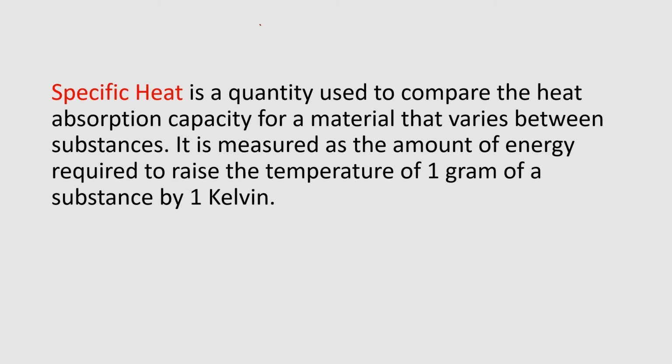A chemistry term that we often use is specific heat, which is a quantity that we use to compare the heat absorption capacity for a material that varies between substances. So this is a known quantity that we can look up in a table, we can really find out experimentally, and it's always associated with a certain substance. And it's usually measured as the amount of energy required to raise the temperature of 1 gram of a substance by 1 Kelvin or by 1 degree Celsius.